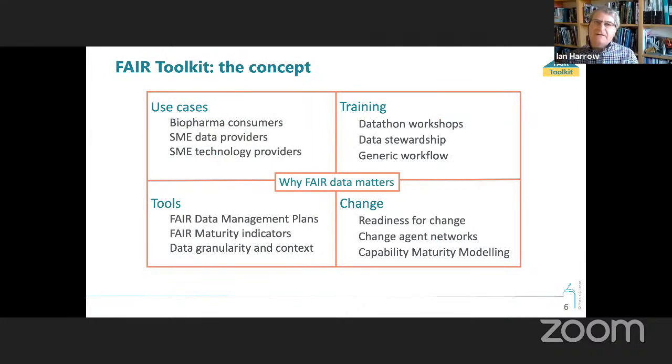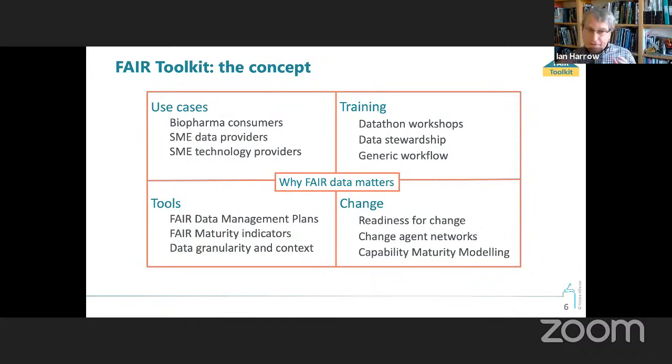So the concept for our FAIR toolkit is where we began. This was at the beginning of 2019, and we realized it would be really useful to put in one place a number of use cases, showing why making data FAIR really brings value. We also realized that there are a number of methodologies which are really useful. Some of them can be seen as technical, tool-like methodologies, and we had in mind to pull together a number of those. We ended up with six, as you'll see.